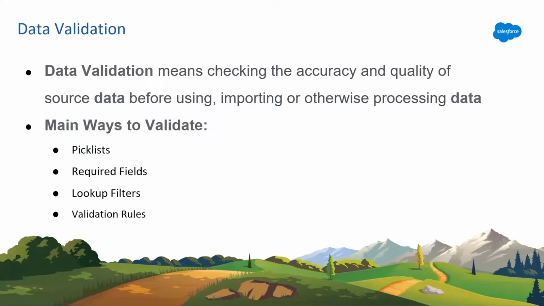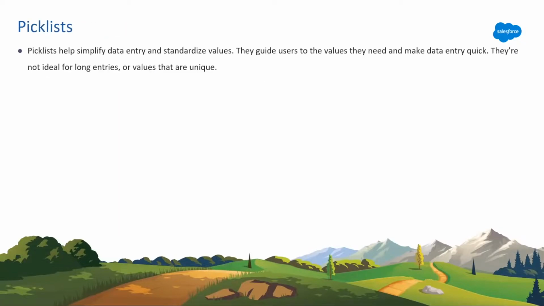There are 4 ways to validate that I researched. There's pick lists, required fields, lookup filters, and then validation rules. And not mentioned, but clicks not code, right? But you can also do it programmatically.